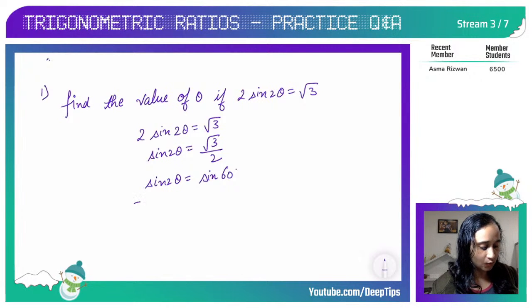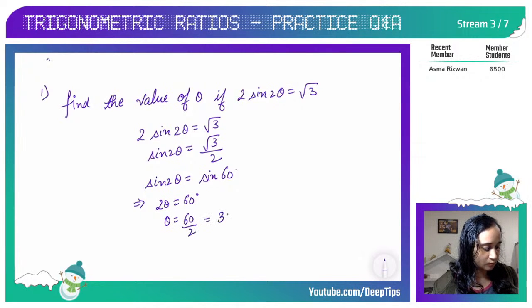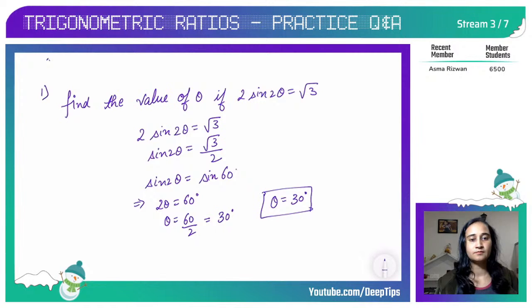So then I can equate my thetas, that 2 theta is equal to 60 degree, correct? So then theta is equal to 60 by 2, which is equal to 30 degrees. So the answer to this question is theta equals 30 degrees. So this is how we solve this kind of simple question.